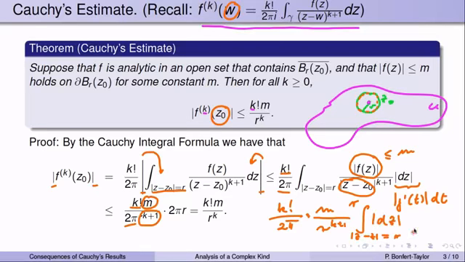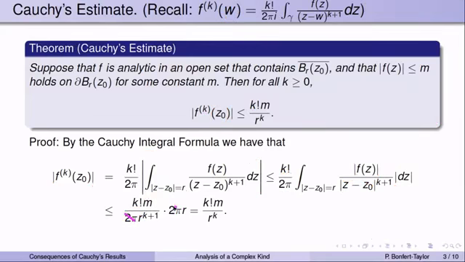However, the integral that I look at right here, that's the length of the curve gamma. The curve gamma is the circle of radius r centered at z0, the length of that's 2 pi r, and that's what you see right here. Now we can simplify, let me clear the screen, and we can simplify that the 2 pi's cancel out, one of the r's cancels out, and I'm left with k factorial times m divided by r to the k. And that's what we wanted to prove.